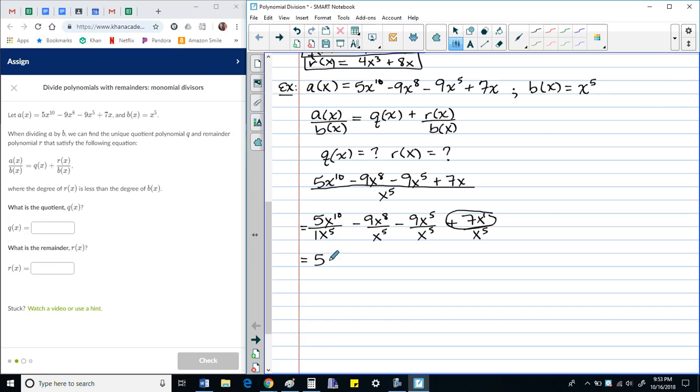10 minus 5 is 5. Minus 9 divided by 1 is 9. 8 minus 5 is 3. Minus 9 divided by 1 is 9. 5 minus 5 is 0. Plus 7x over x to the 5th.